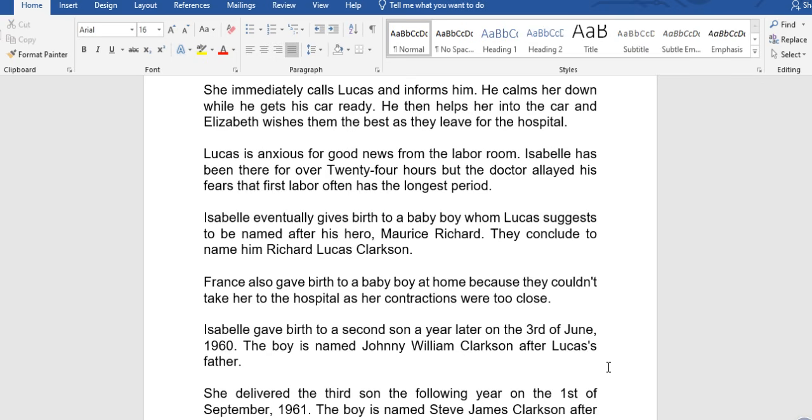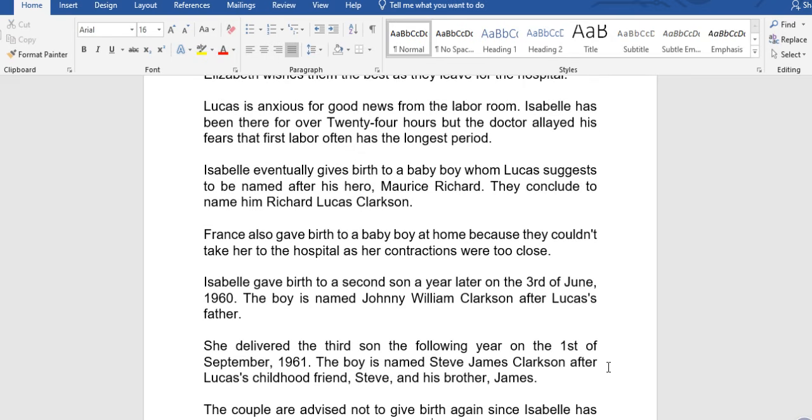Lucas is anxious for good news from the labor room. Isabel has been there for over 24 hours, but the doctor allays his fears, saying first labor often has the longest period. Isabel eventually gives birth to a baby boy, whom Lucas suggests be named after his hero, Maurice Richard. They conclude to name him Richard Lucas Clarkson.